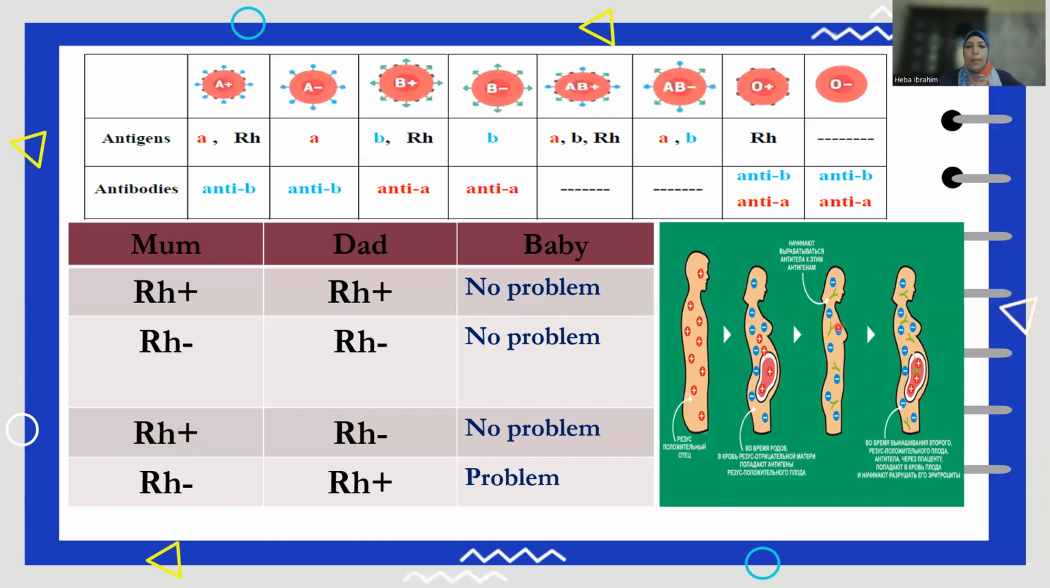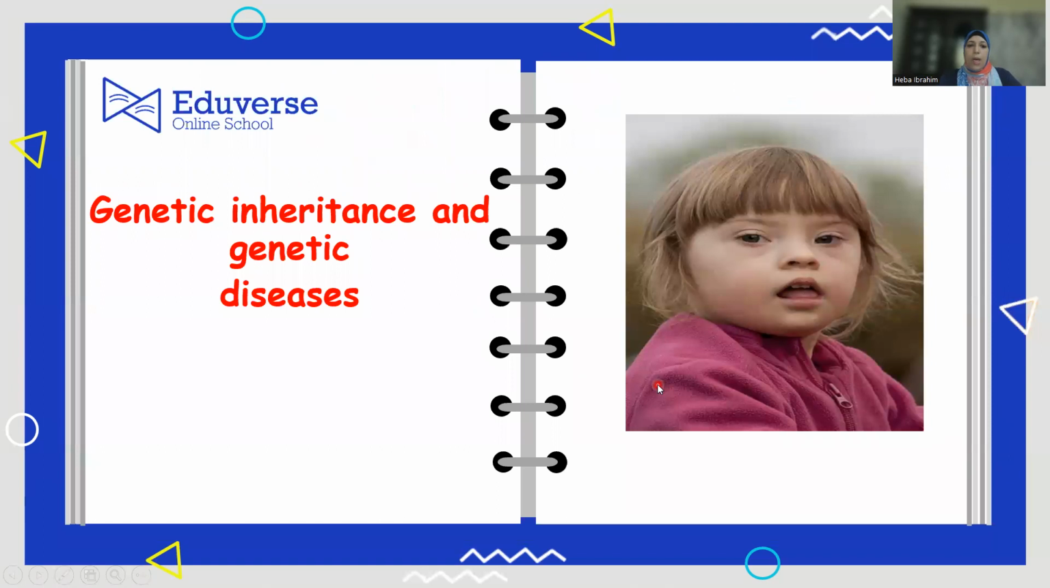Okay? And this is our fourth non-Mendelian case, which is the inheritance of blood groups. Now, let's talk about genetic diseases.